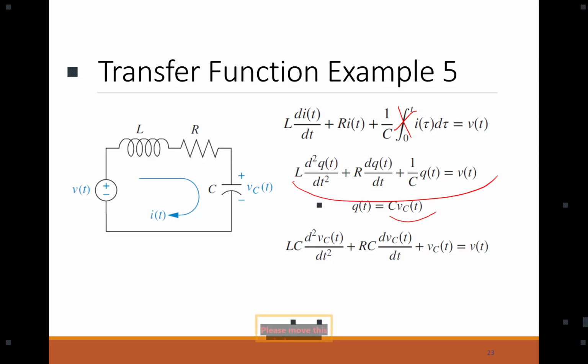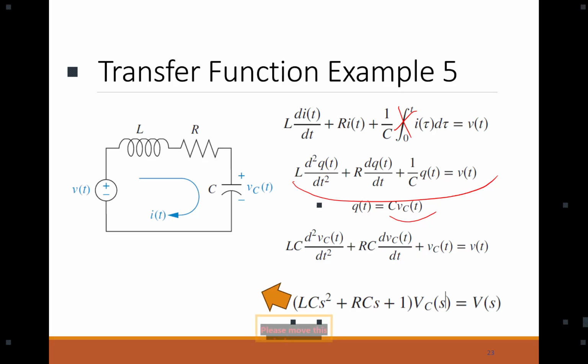Here we multiply everything on the left-hand side of the equation by C to get rid of this C in the denominator. It's going to be easier. So now we have a very simple second order differential equation. We run the Laplace transform over our equation. That should be already clear for you because we already solved that in previous examples.